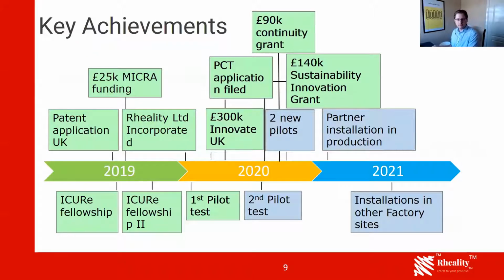What we have done to date, or some key achievements, just very simply. We started with a UK patent application. We got into an Innovate UK funded program. We basically got money to travel around and talk to companies, some of which, such as housing sprayers, for example, were quite happy. We got some funding to develop the technology, 25K, and we created Rheality Limited later then.